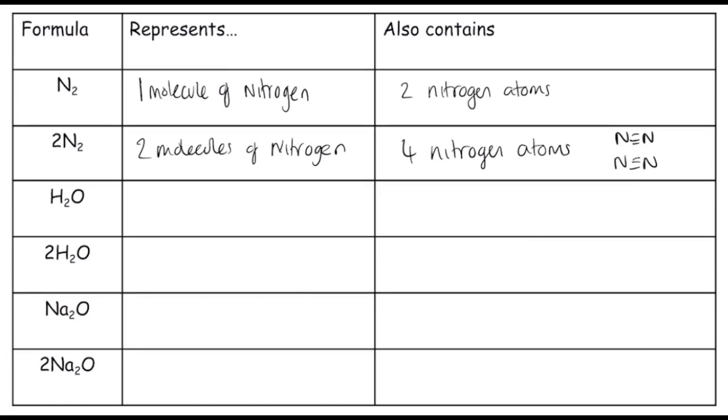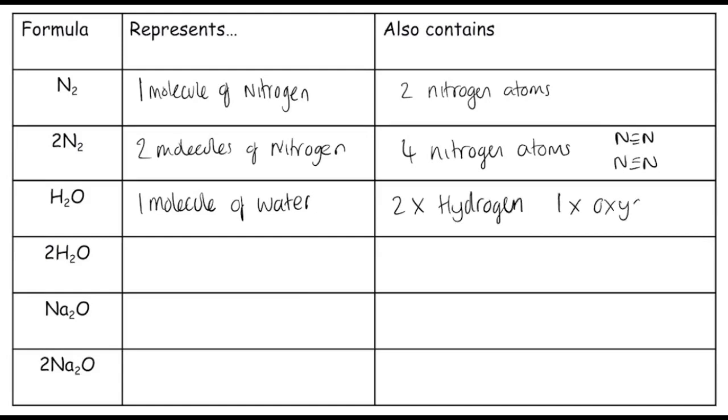So H2O, no numbers again, so one molecule of water. That one molecule would contain 2 times hydrogen atoms and 1 times oxygen. Because the small number here, the subscript number, only represents how many of the atom that we have directly to the left of the subscript number.